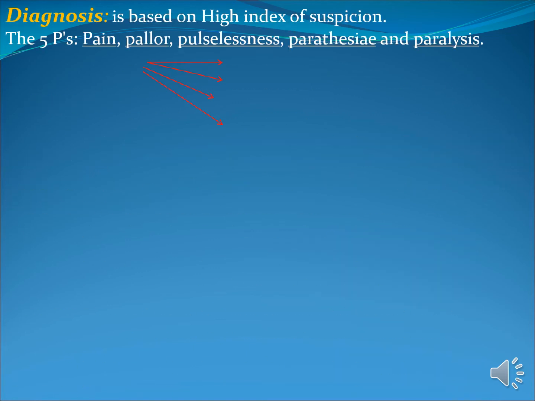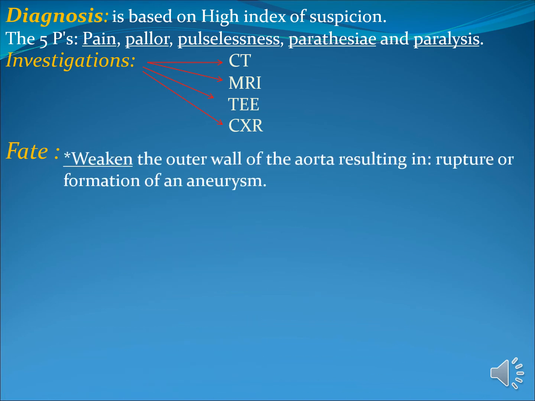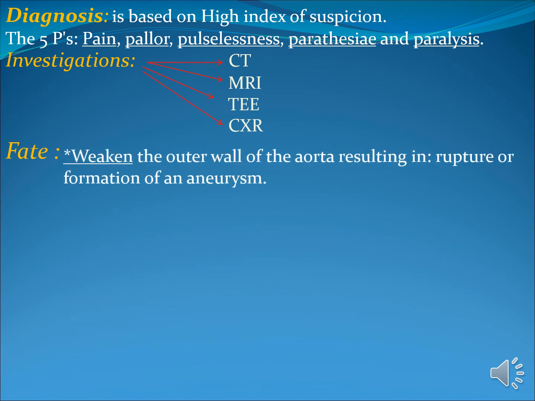Diagnosis is based on a high index of suspicion: pain, pallor, pulselessness, paresthesia, and paralysis. CT, MRI, transesophageal echo, chest X-ray. Chest X-ray shows a wide mediastinum. Fate: weakening of the outer wall of the aorta resulting in rupture or formation of an aneurysm. And if it ruptures, the patient is going to die.